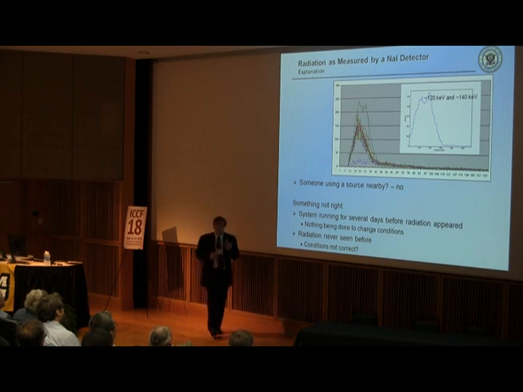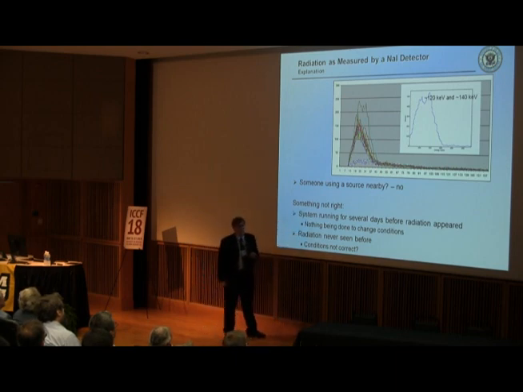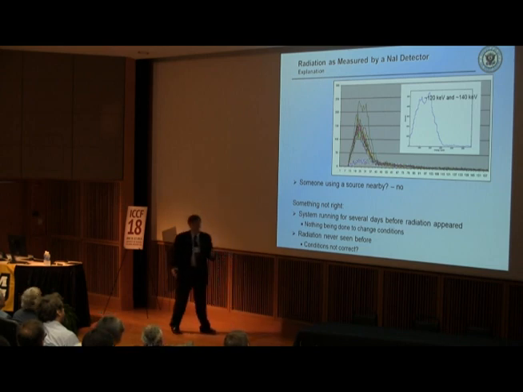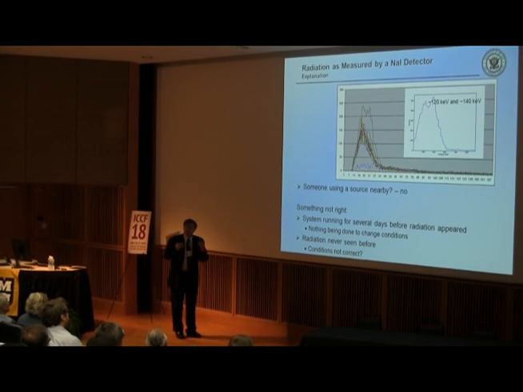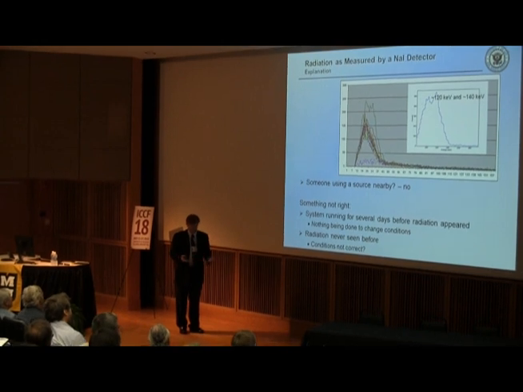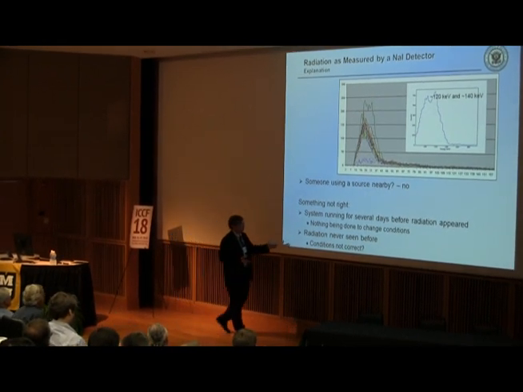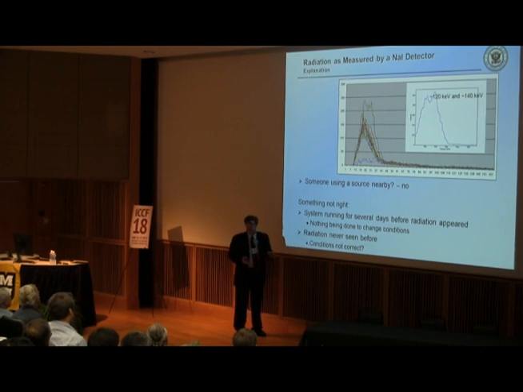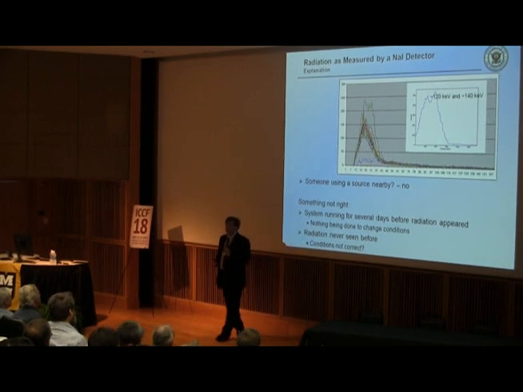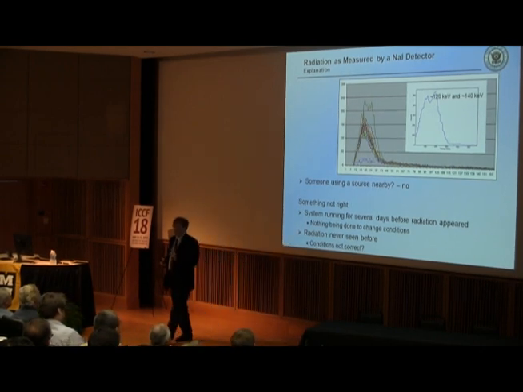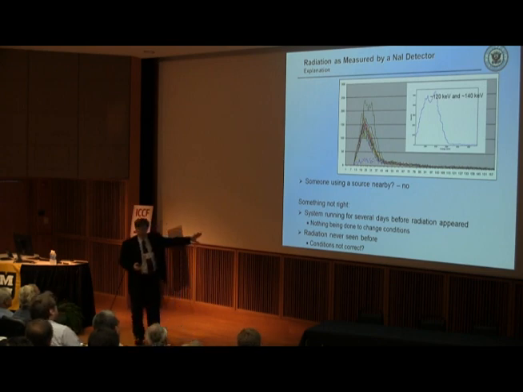But something wasn't right. The system was running for several days before this appeared. Well, that's not unusual. But we didn't do anything. It was just running by itself when the radiation appeared. We've never seen it before. Maybe the conditions we stumbled on were just right. So if we did not apply the Prime Directive, try to falsify this, which is clear radiation, we would have misinterpreted this data.